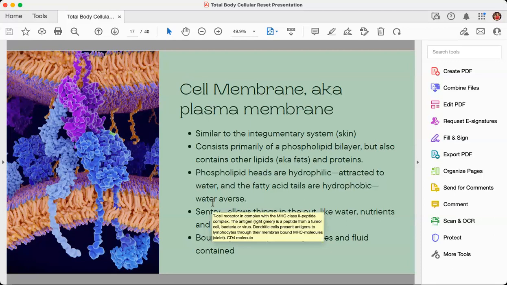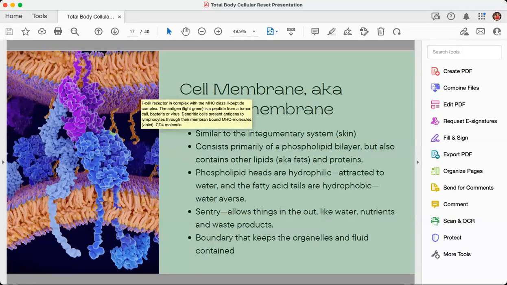So the cell membrane basically controls what goes inside and outside the cell. It's the bomb.com, and it's basically the controller. It makes sure that bad things stay out, good things stay in. The waste products that are in the cell can get outside of the cell without making the cell toxic.